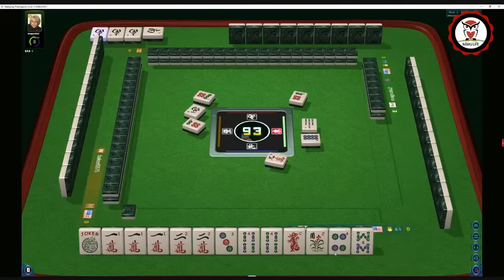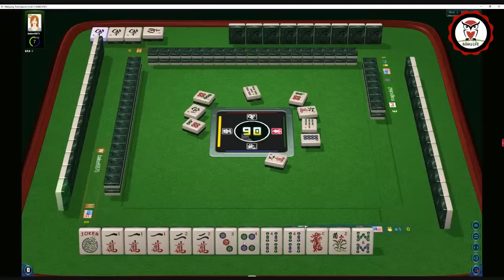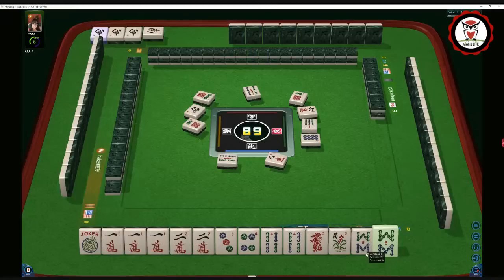Oh, wait a minute. Look, we have three, four, and dots, but we'd have to break up a pair. We could do one, two, three, four, no gaps, second hand down on the right. So maybe that is a keeper for a little bit. Five bamboos. Okay, let's see. Let's let the eight go.